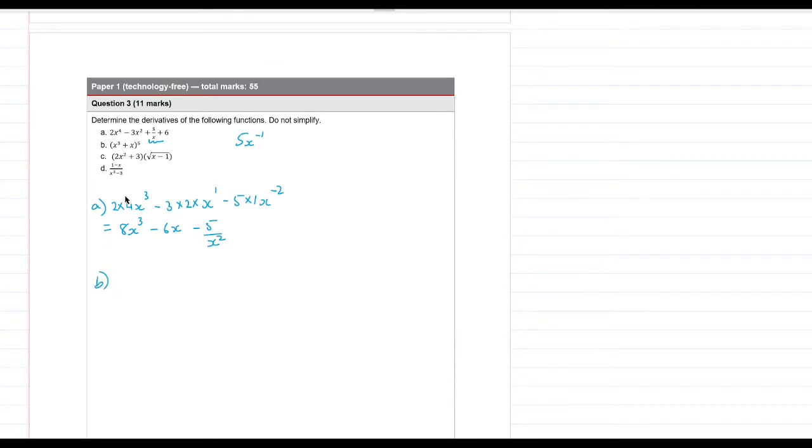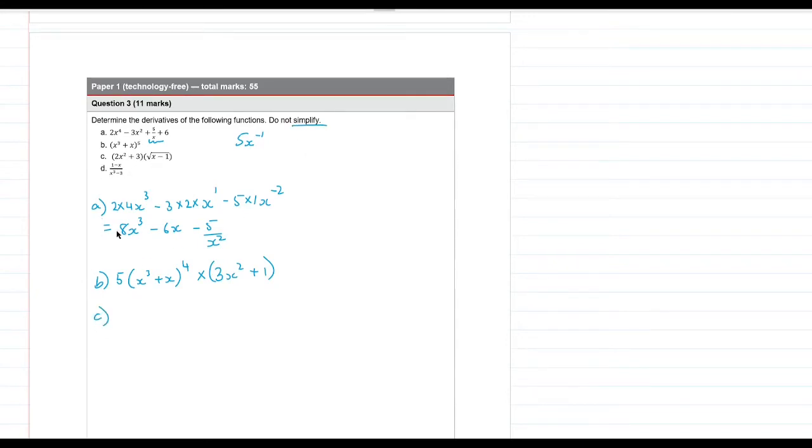B, so for this we're going to use chain rule, and so it's going to be 5 times the bracket raised to 5 minus 1, which is 4, multiplied by the derivative of the bracket, which is 3x squared plus 1. We don't have to simplify as it's not asking us to.